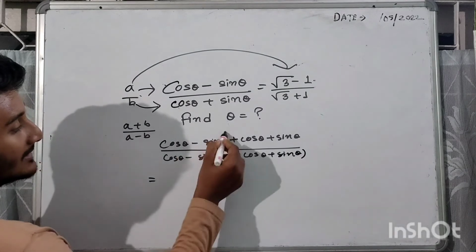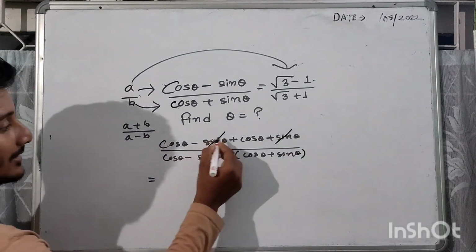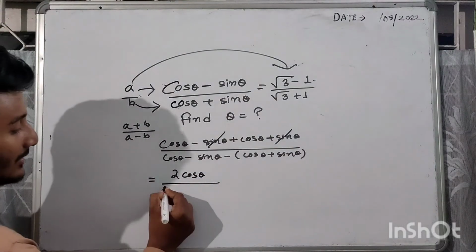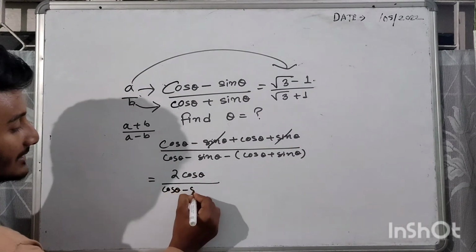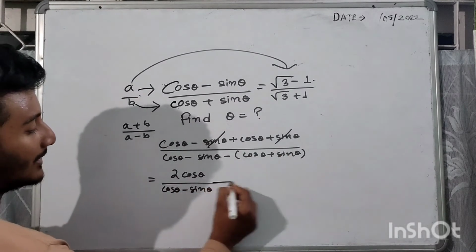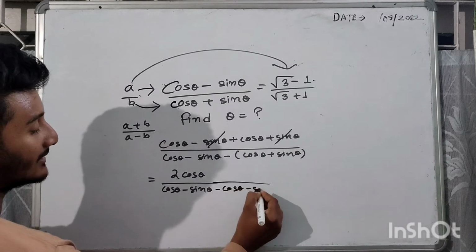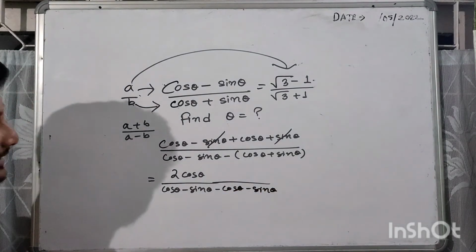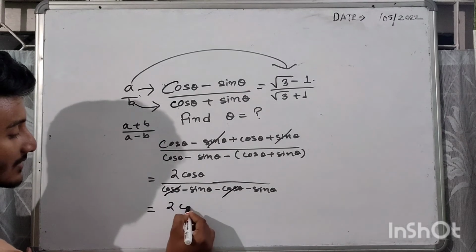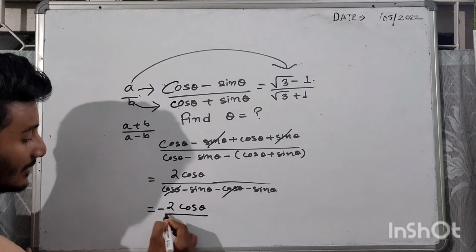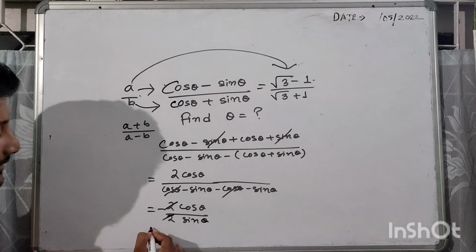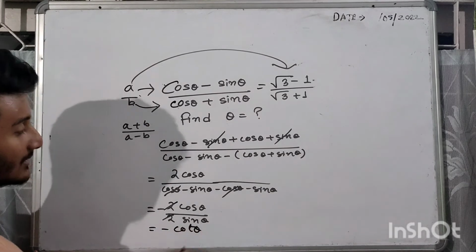Here minus sin theta and sin theta will cancel out, so it will be 2 cos theta in the numerator. Similarly in the denominator we have cos theta minus sin theta. If we break down the bracket, it will become minus cos theta minus sin theta. Now we can cancel cos theta and minus cos theta. The remaining portion is 2 cos theta and minus 2 sin theta. Now let us cancel 2 and 2. So it will be minus cos theta by sin theta, and we know that this is minus cot theta. So this is our left hand side.